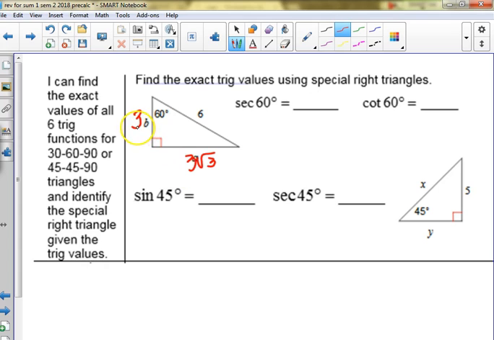So this says find the secant. From this 60-degree angle up here, that's the flip of cosine, right? Cosine is adjacent over hypotenuse. But I need to do what? Flip it over. So it's just going to be 2 or 6 over 3.